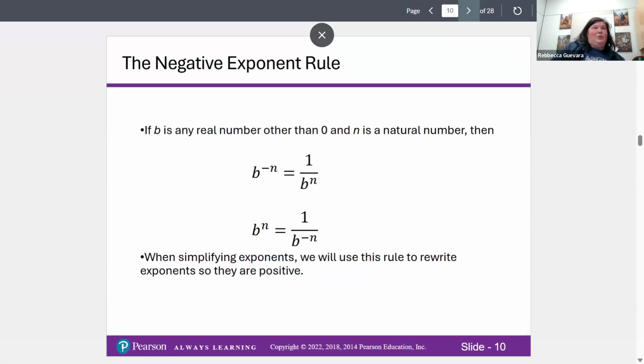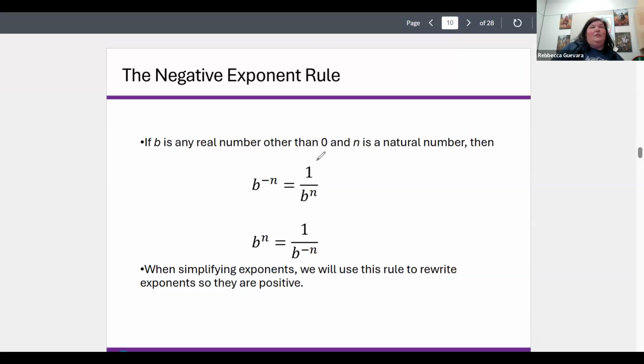Negative exponents, this is going to help us get into one of our other rules here. If b is any real number other than 0 and n is a natural number, then b to the power of negative n is just 1 over b to the n. If I have b to the n and I want to rewrite that so it has a negative exponent, well, that's just equal to 1 over b to the power of negative n. So if I have 2 to the power of negative 1, I can write that as 1 over 2, or 1/2. So we frequently use that negative 1 to write something as a fraction.